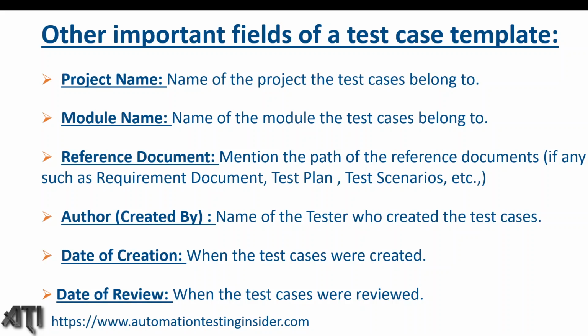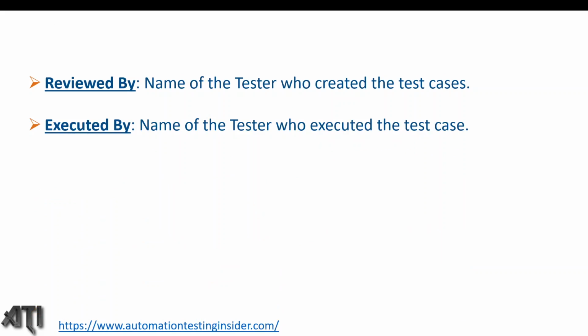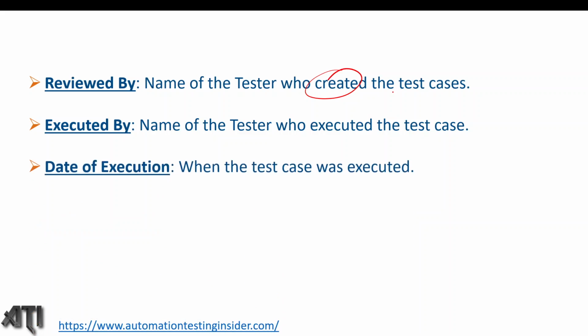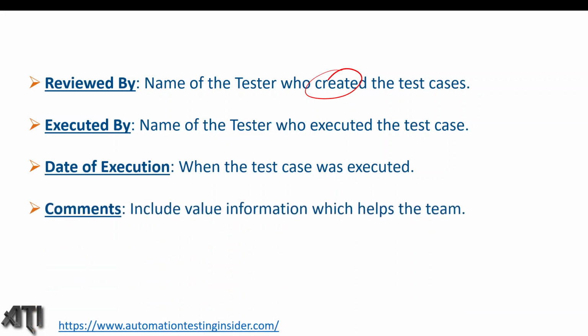Maybe there will be a separate worksheet as well. Generally we make it in an Excel document, and there is a separate section called revision history, where we'll mention who reviewed, what is the review date, and all those things. Reviewed by, the name of the tester who reviewed the test cases. There is a spelling mistake over here. Executed by, the name of the tester who executed the test cases. And the date of execution, when the test cases were executed.